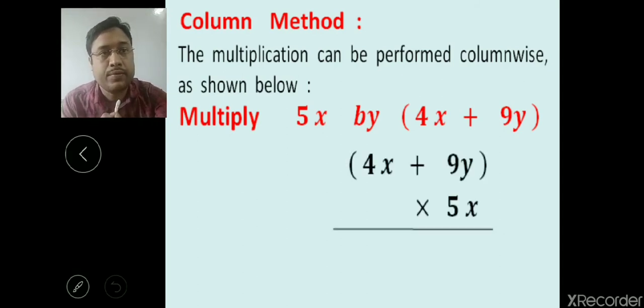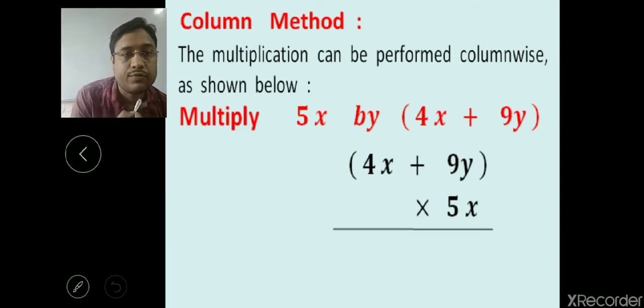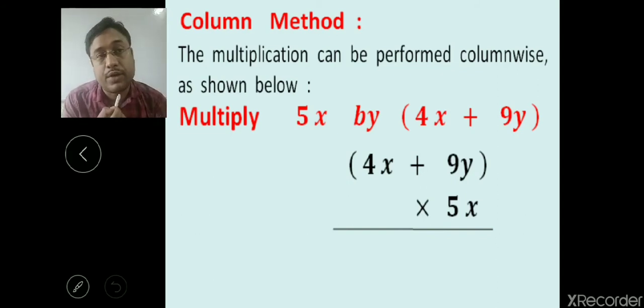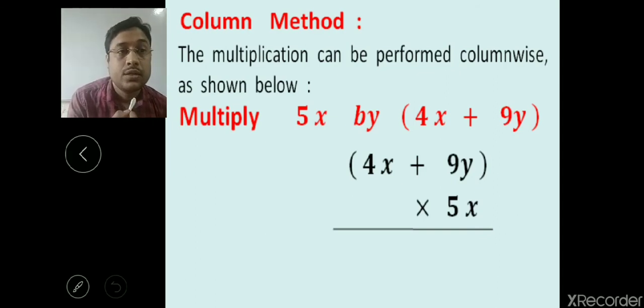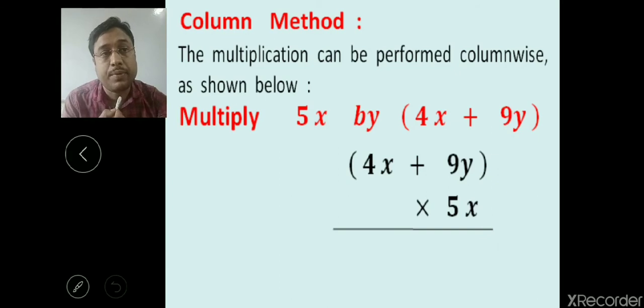Then multiply. Write in the form of column method, with 4x plus 9y upside. Generally we write the binomial upside, and the expression with the fewer number of terms downside. That means 5x has only one term, it is a monomial, so you will write it downside. Now you can multiply one by one.